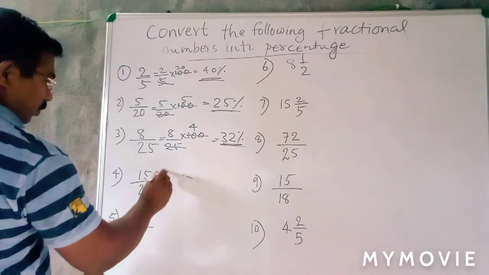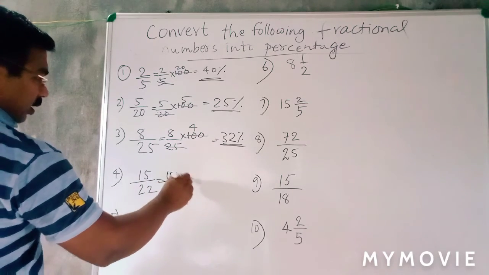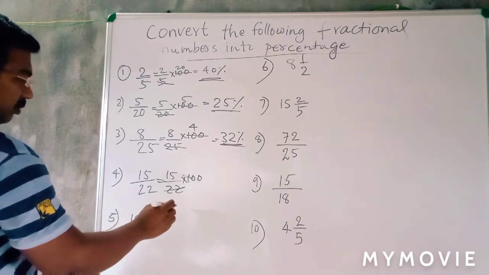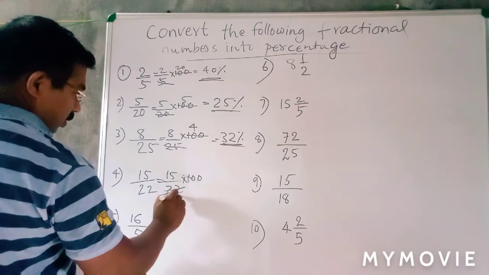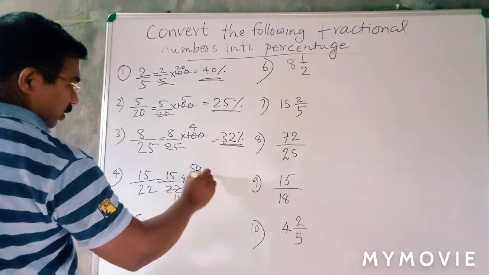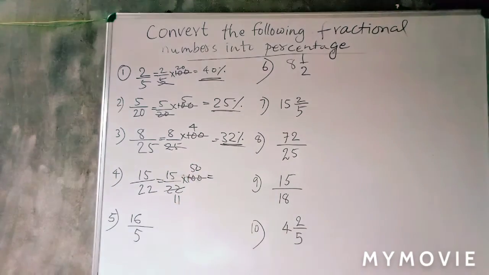Here again into 100, 15 by 22 into 100. We can divide these numbers with the 11 here and 50 here. And now we will get the answer as 750.